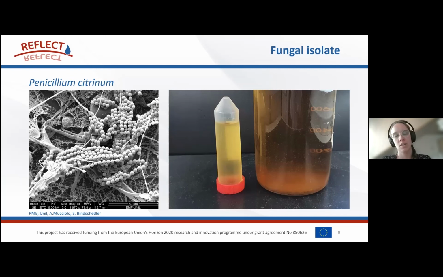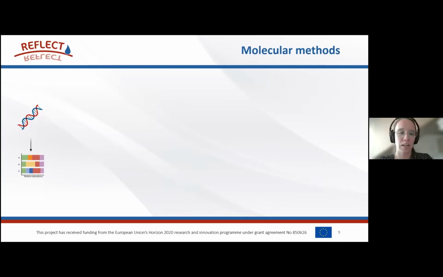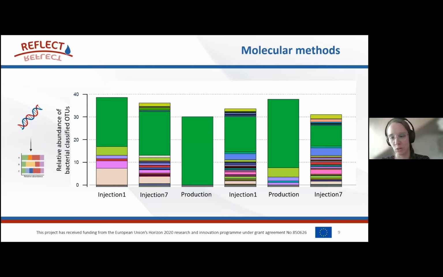So that was a quick overview of the culture enrichment methods that we did. And now I will shortly introduce you to the molecular methods. When we look at the DNA that is present in the samples, we end up with something that looks like this. Here it's only an example with a few samples. On the graph, you have each sample, and each color represents one bacterial species. And that graph you can split into two.